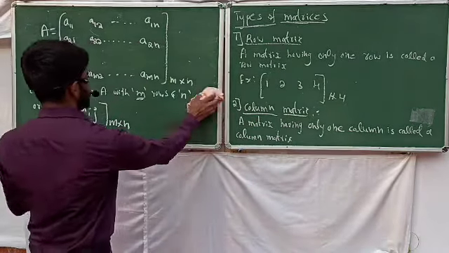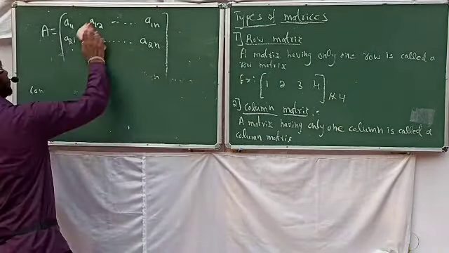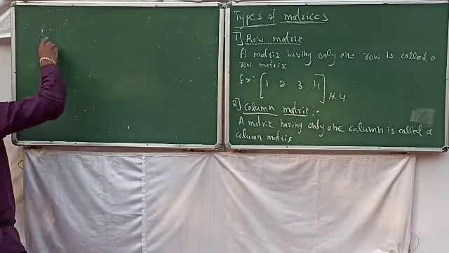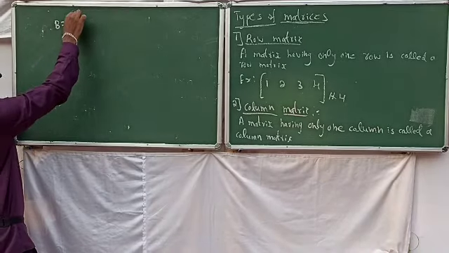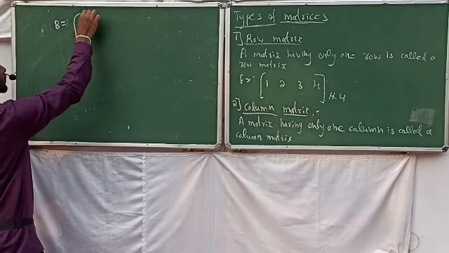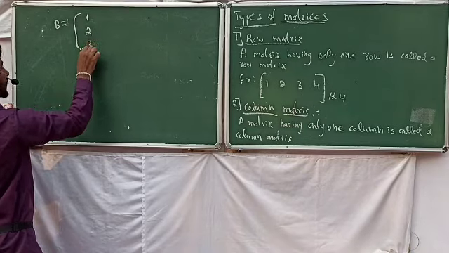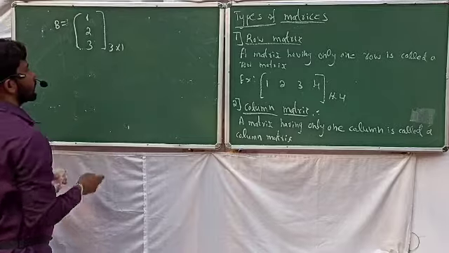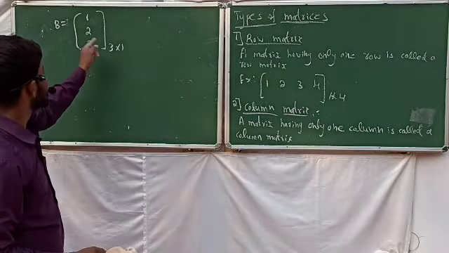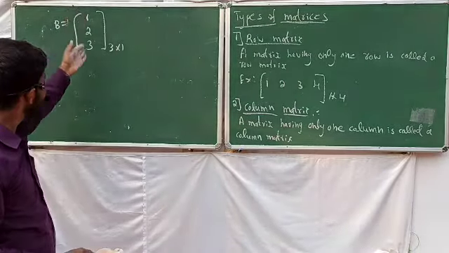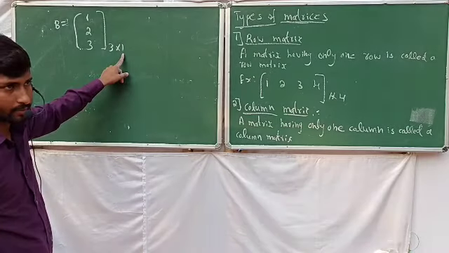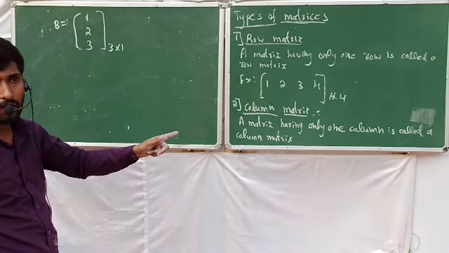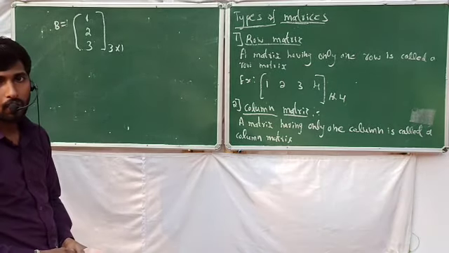Write the example. Matrix B is equal to 1, 2, 3, of order 3 by 1. Clearly you can see 3 horizontal lines means 3 rows, but only one vertical line. Therefore only one column is there. Since this matrix has only one vertical line or one column, we call this matrix a column matrix.